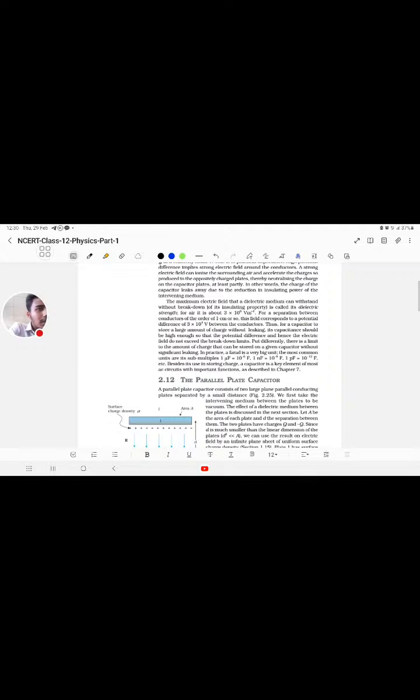capacitor without significant leakage. So, to store a large amount of charge in a given capacitor without leaking, the capacitance should be high enough so that the potential difference, and hence the electric field, does not exceed the breakdown limits. In the other case, there is a limit to the amount of charge that can be stored in a given capacitor without leaking. In practice, a farad is a very big unit. The most common units are these. Capacitors are a key element of most electronic circuits, with important functions we will describe in chapter 7.